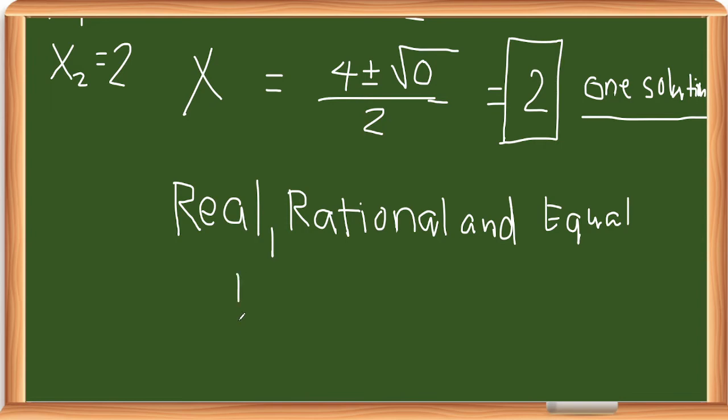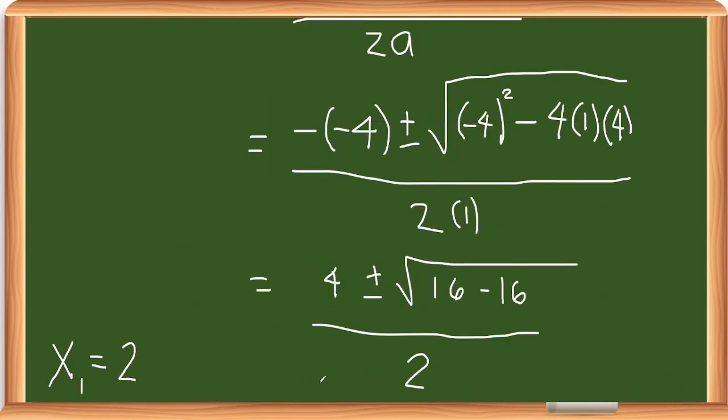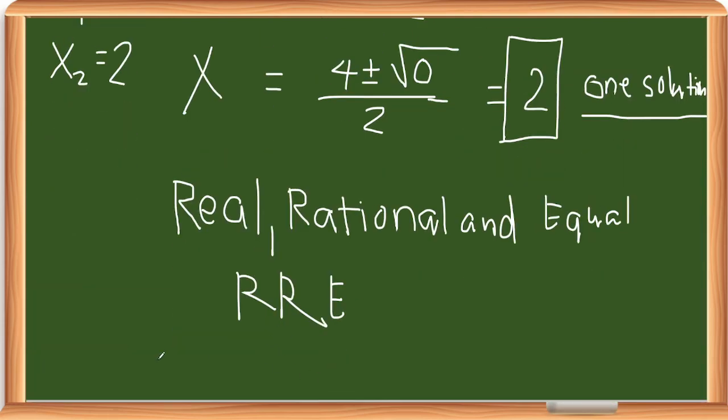Kung i-shortcut nyo na lang yan, real, rational, and equal. Ito yung kapag kayong nandun sa loob ng square root mo is equal to 0. Okay? Yung tawag natin doon, yung nasa loob ng square root, is actually the discriminant. So we call it the discriminant, which is yung nandun sa loob ng square root ng quadratic formula: b squared minus 4ac.